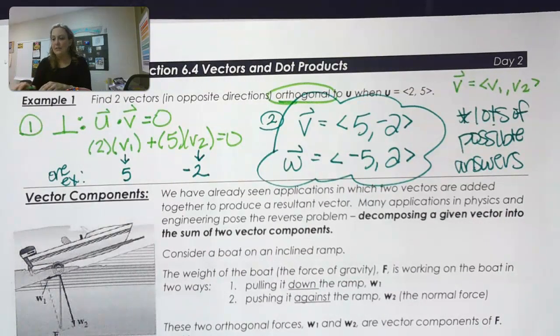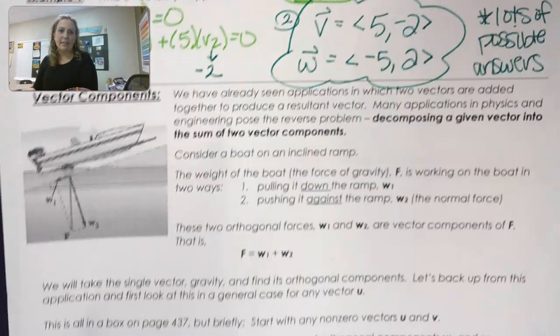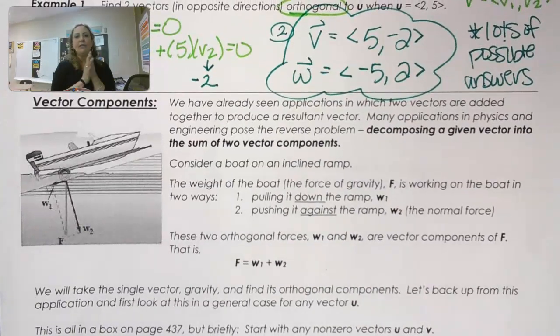What we're really going to get into today is the idea of vector components. We've seen applications where two vectors are added together to make a resultant vector, and many applications in physics and engineering want us to do the reverse. They want us to take one vector and decompose it into the sum of two vector components. So this is where we're heading.